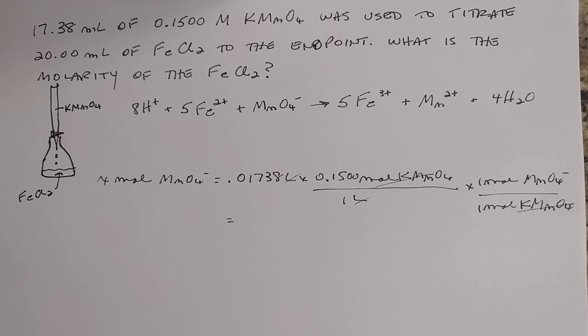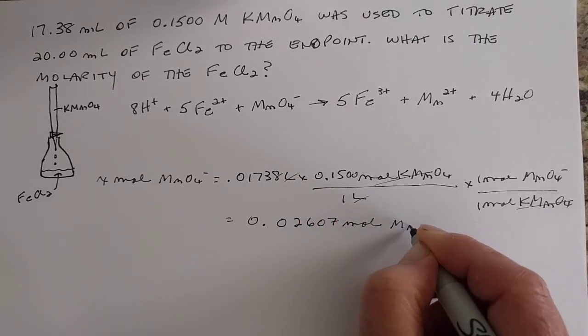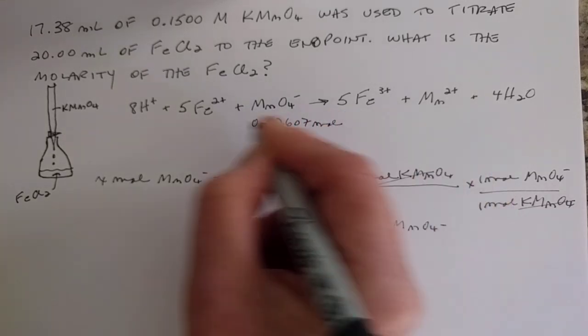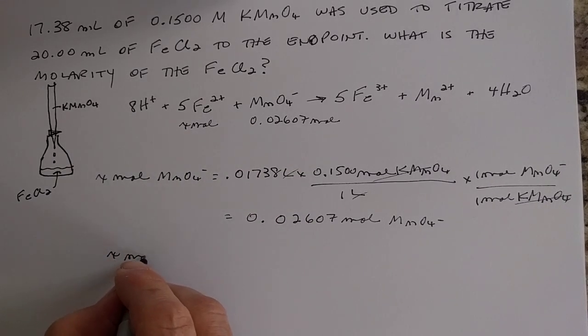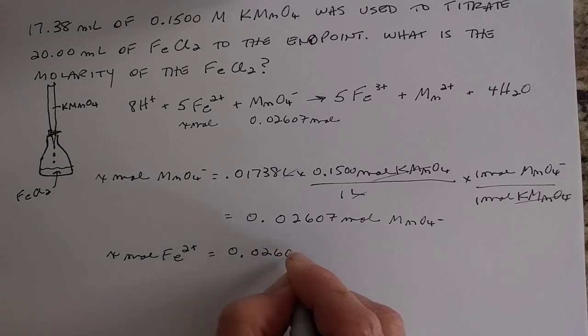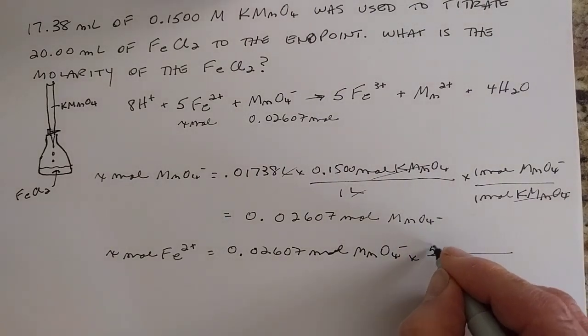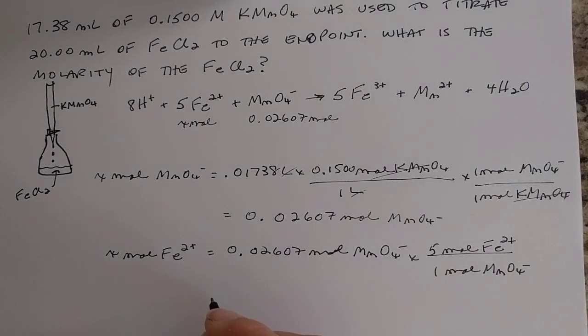So we have 0.1738 times 0.15 equals. So we get 0.02607 moles of MnO4-. I'm just going to put this up here. 0.02607 moles. And I need to find the moles of the iron(II) ions, and then I can figure out the molarity. So this is just a simple mole ratio. So X moles of Fe2+ equals 0.2607 moles of MnO4- times, from my coefficients, 5 moles of Fe2+ for every 1 mole of MnO4-.